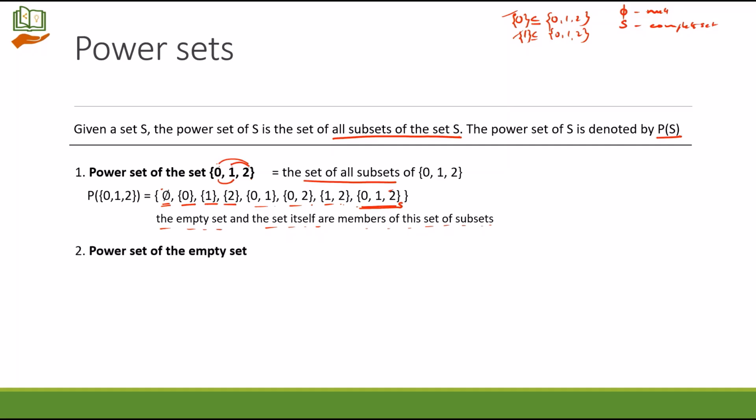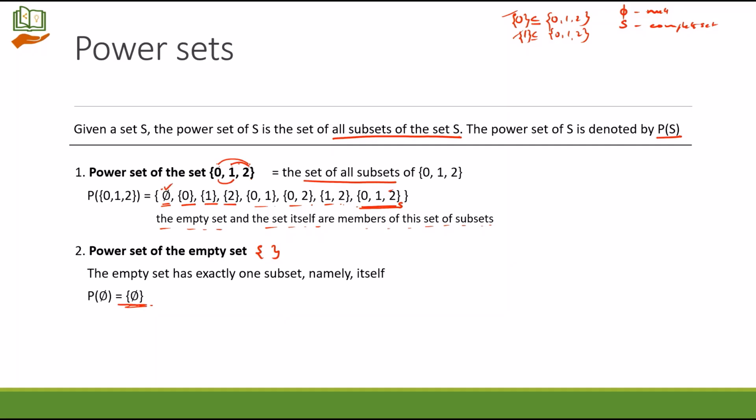The next example, power set of the empty set. Previously we saw elements inside the set. Now only empty set is given. What is the power set of the empty set? The empty set has exactly one subset, namely itself. What is empty set actually? It has nothing. When you have nothing, what is the only element that you can enter? You can enter only this null. That is what is entered here.